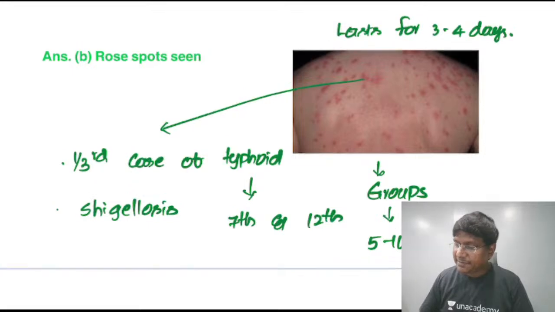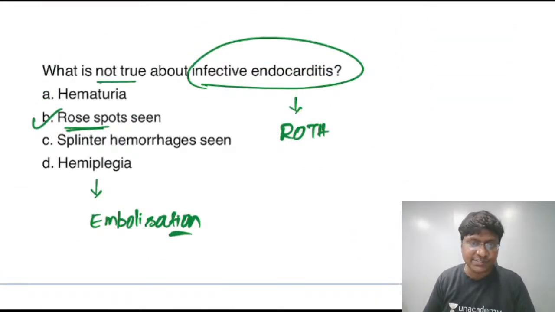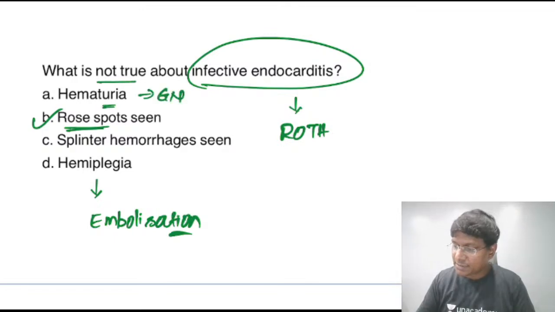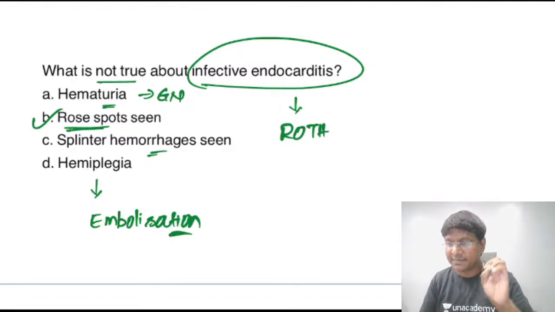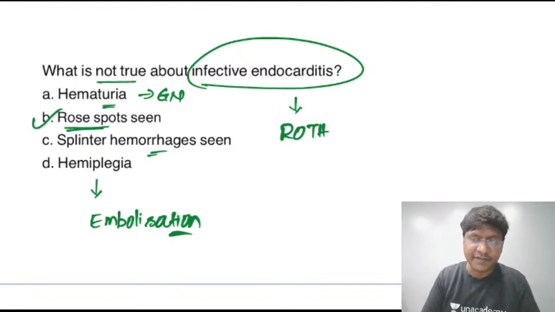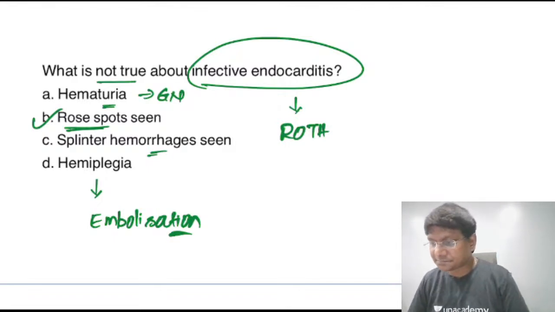Hemiplegia will be there because of embolization. Hematuria can also be there, because of glomerulonephritis, and splinter hemorrhages are also seen in patients with infective endocarditis. Okay.